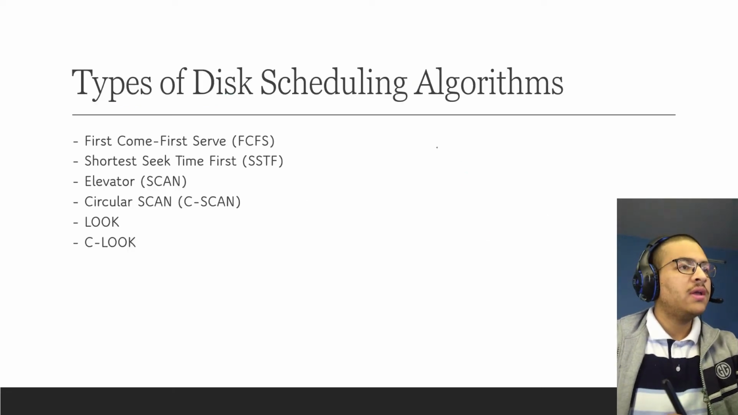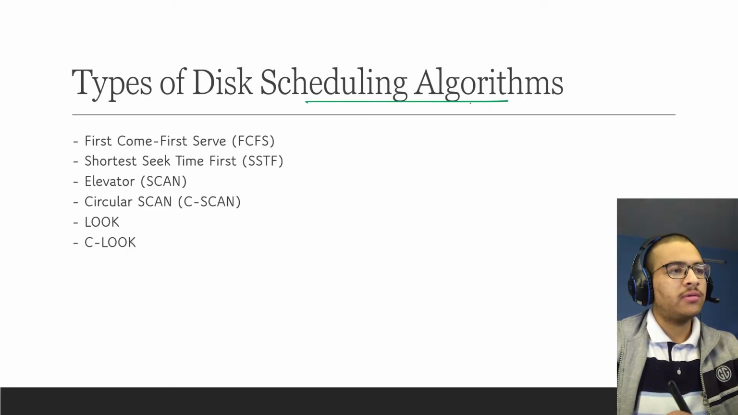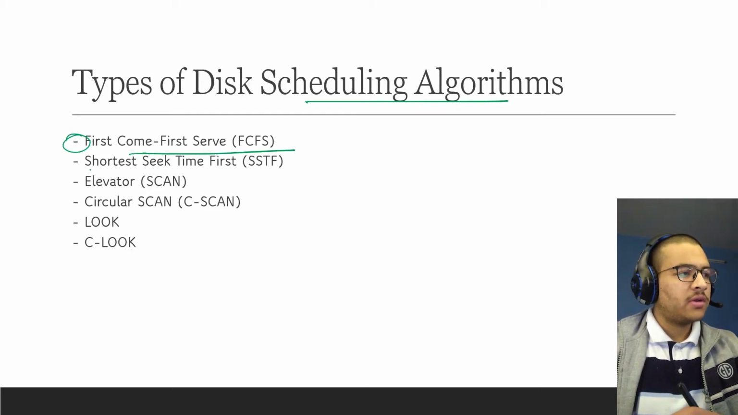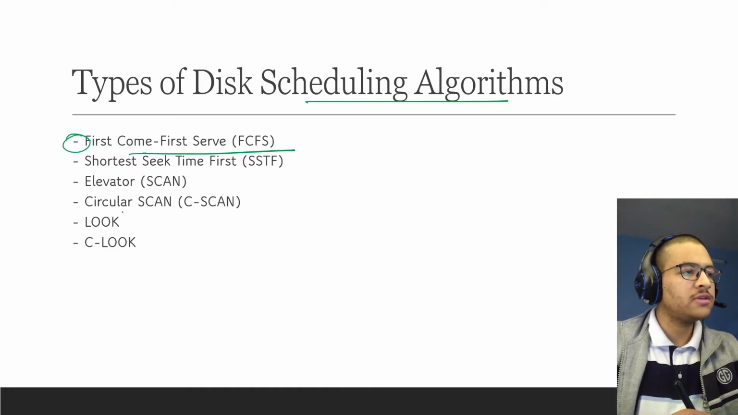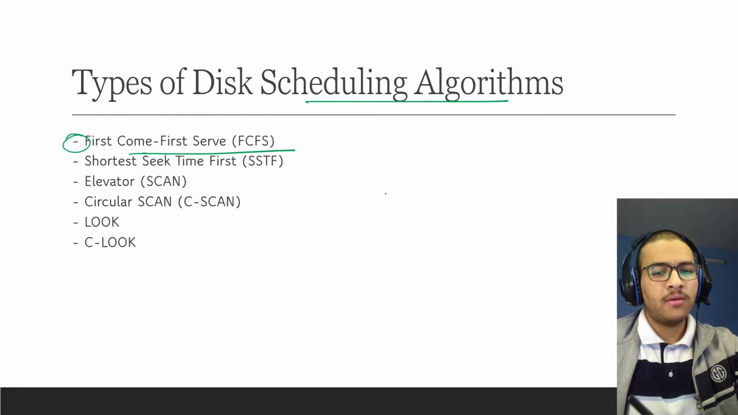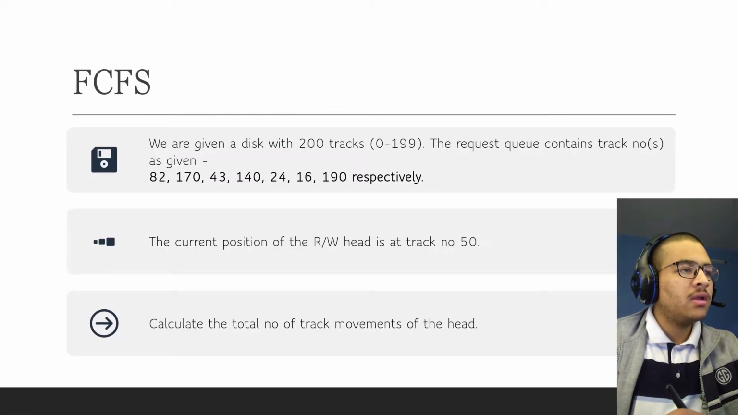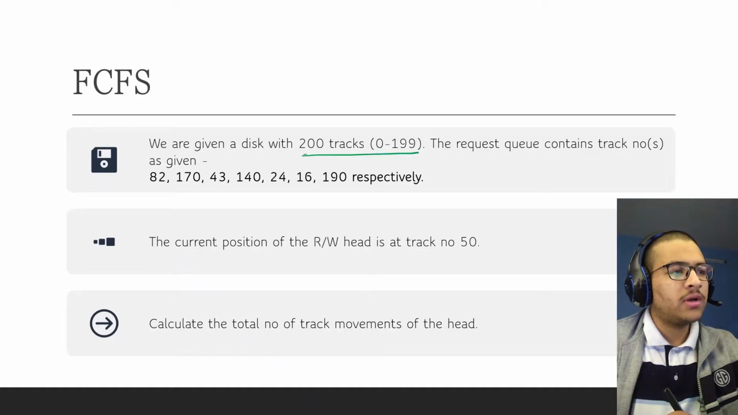There are various kinds of disk scheduling algorithms, and we'll be covering the first come first served algorithm in this particular video. But there are also the shortest seek time first, elevator or scan, circular scan, look, and circular look.